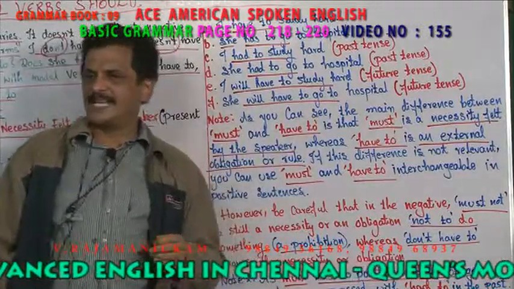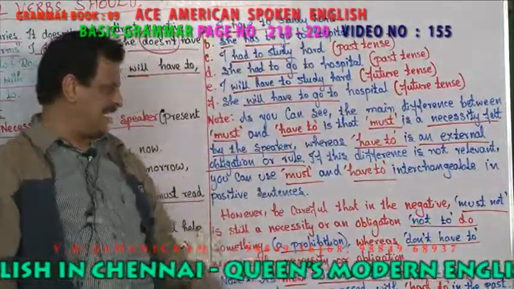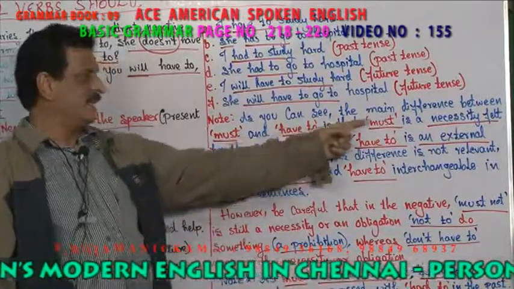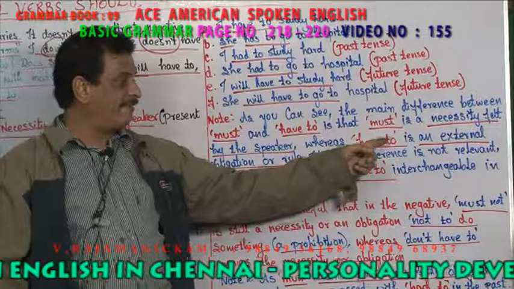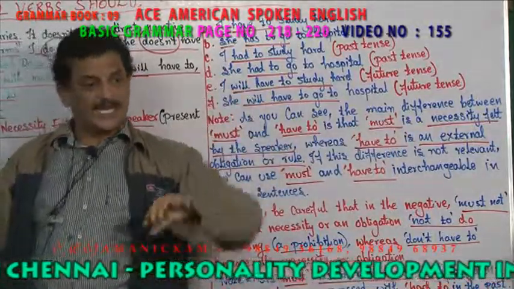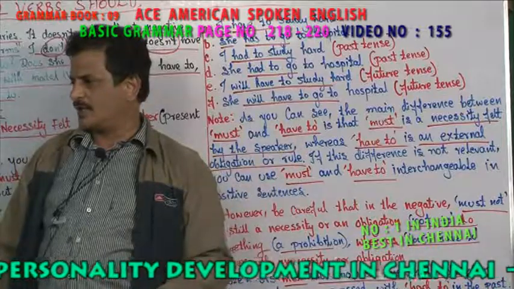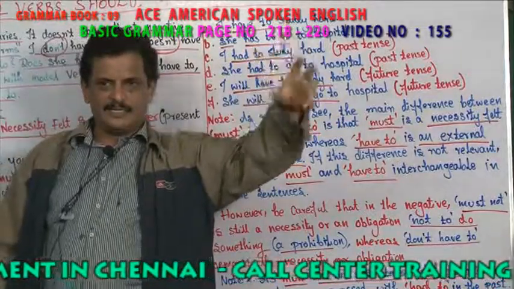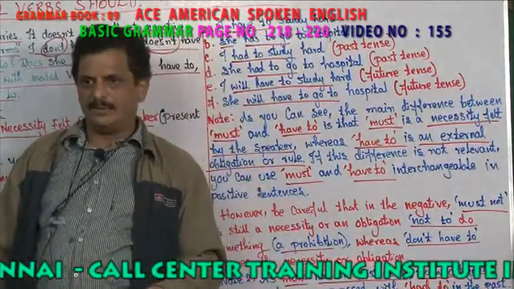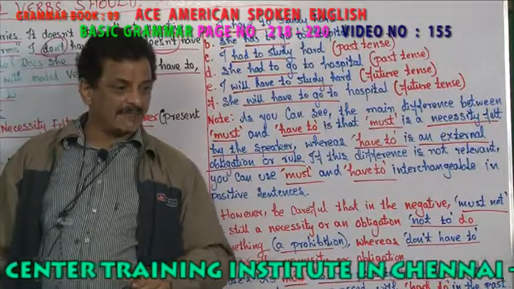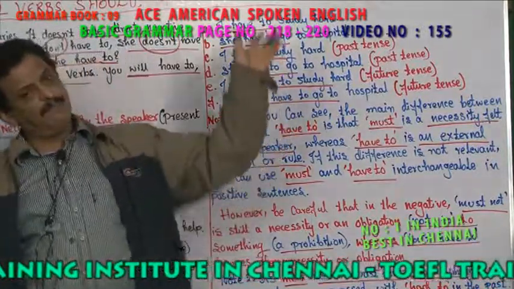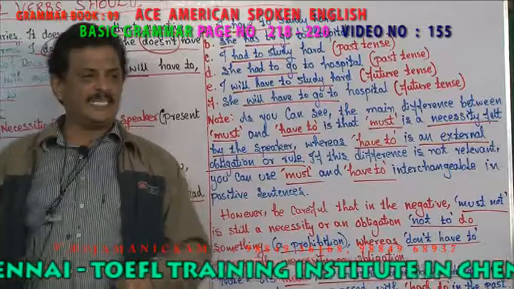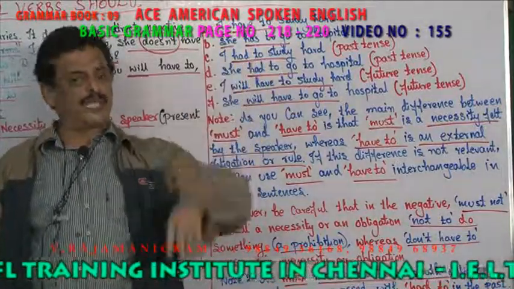What is the difference between must and have to? Must is a necessity felt by the speaker. I feel the necessity, right? The speaker feels the necessity. There you are using must. Whereas, have to is an external obligation or a rule. External obligation means what? The government of India wants what? Tax. So, I have to pay tax. The traffic constable says you must wear a helmet. So, what do I say? I have to wear the helmet. So, the necessity by outsiders which I have to fulfill, there I am using have to. The necessity of the speaker, or me or you, then you are using must.